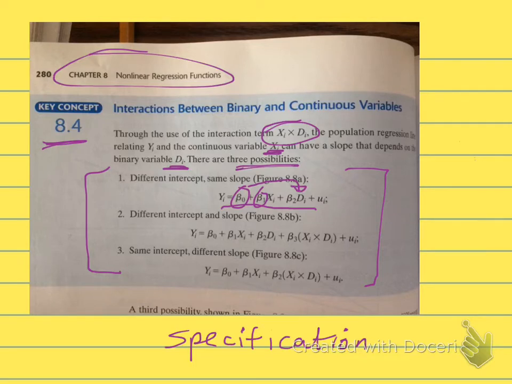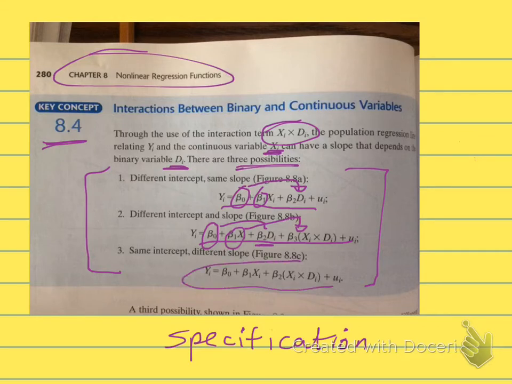The second case is different intercepts and slopes. So here we have the intercept defined by beta 2, the difference in the intercept. So the intercept is beta 0 for group 0 and beta 0 plus beta 2 for group 1. The slope is beta 1 for group 0 and beta 1 plus beta 3 for group 1.